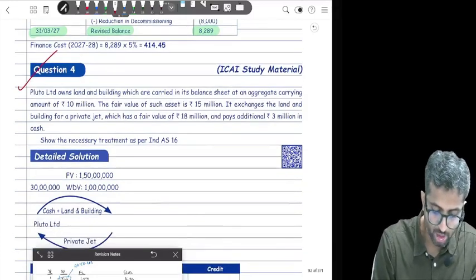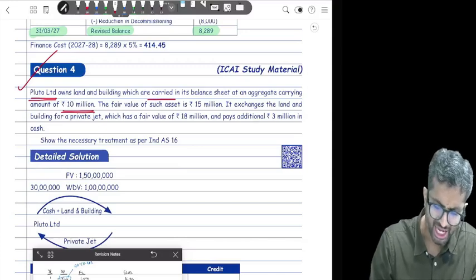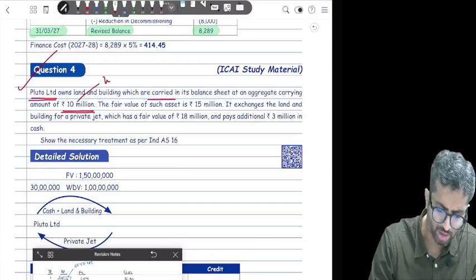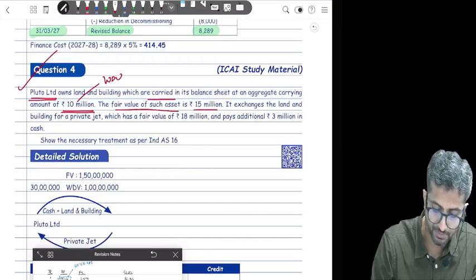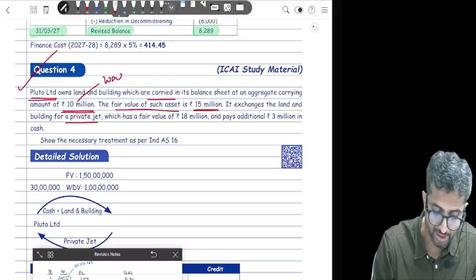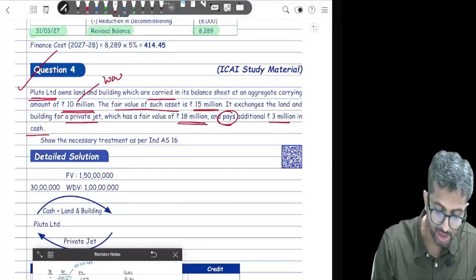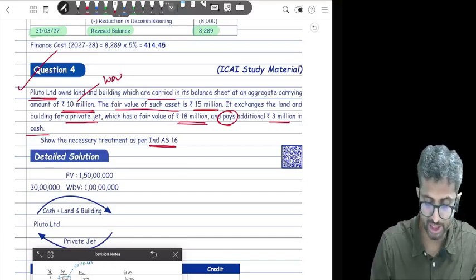Question number 4. Pluto owns land and building which are carried in the balance sheet at an aggregate amount of 10 million. Achha, carried in the balance sheet, which means 10 million is what? WDV. The fair value of such an asset is 15 million. It exchanges land and building for a private jet which has a fair value of 18 million and pays additional 3 million in cash. Show the necessary treatment as per Ind AS 16.